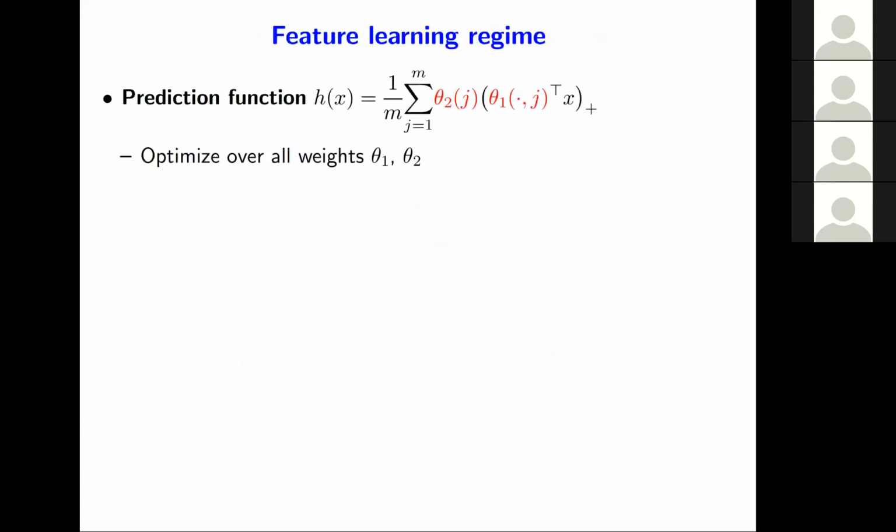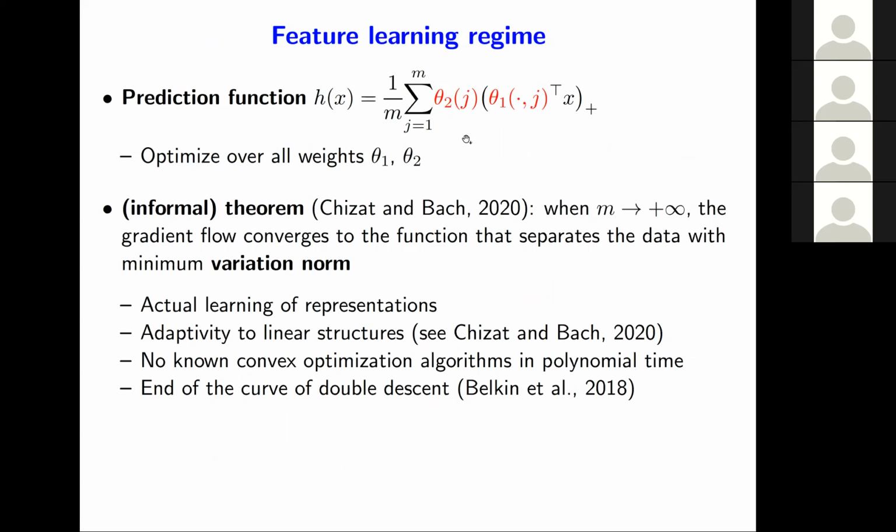And the result is that if you optimize over all parameters, this is what people do in practice, so you sample randomly theta two and theta one, then you optimize. And in the context of logistic regression, you're going to separate the data. This is what you expect because you are over-parameterized, but you're going to converge to this minimum variation norm, which I've just defined. So it's a well-defined function space.